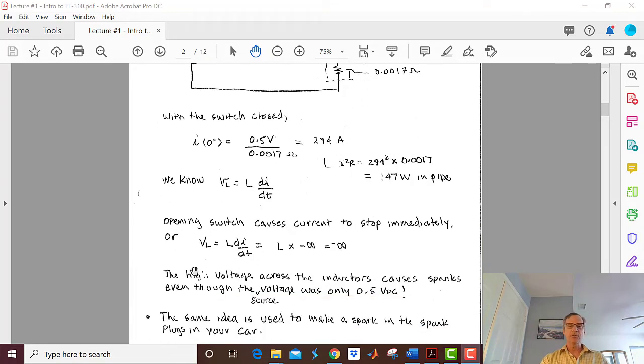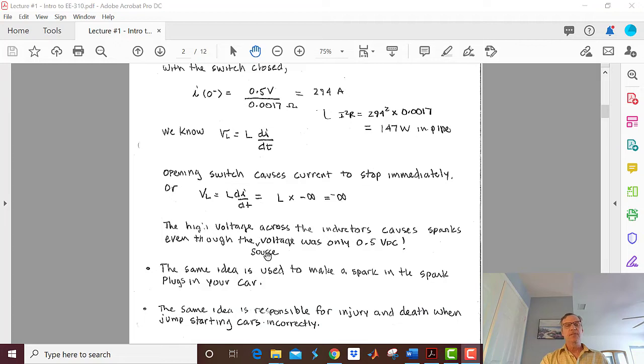So the high voltage across the inductance, the inductors, caused those sparks, even though the voltage was only a half a volt DC. And the same idea is used to make a spark in the spark plugs of your car. Your car has a 12-volt battery. How do you get 1,000 volts into a spark plug? Where you're going to find that you use V equals L di/dt.